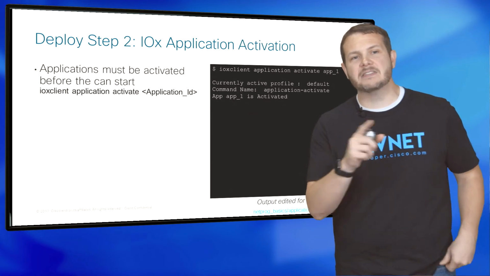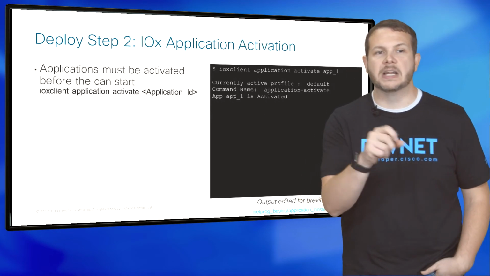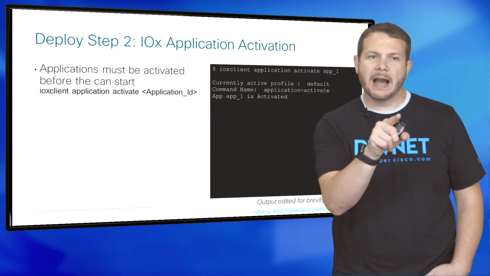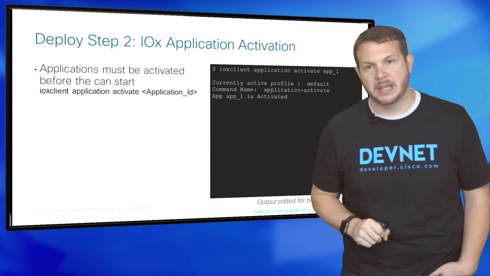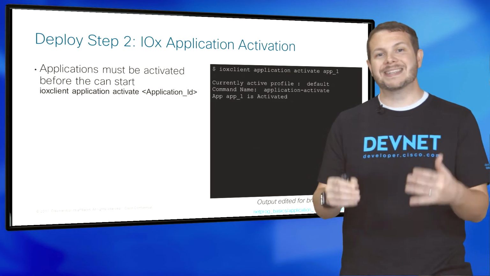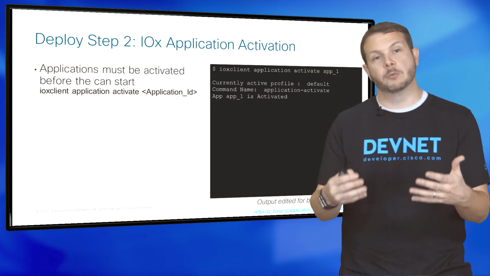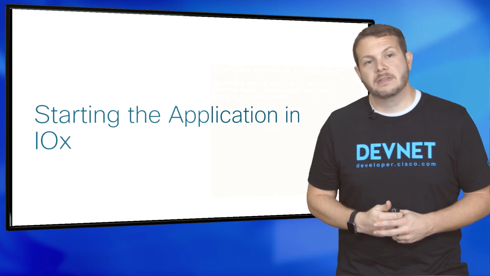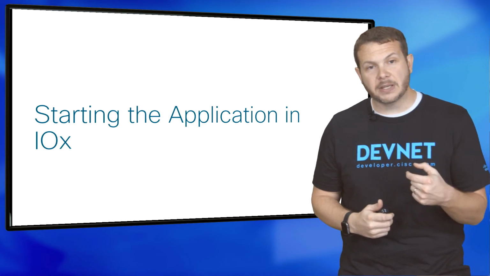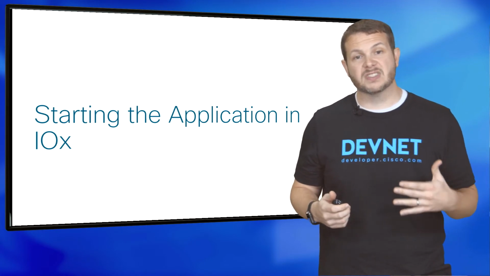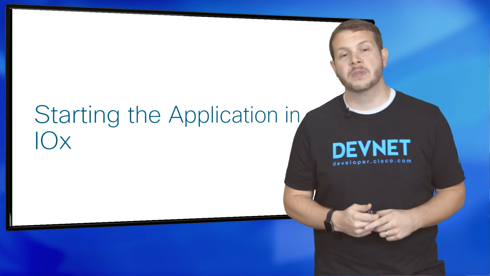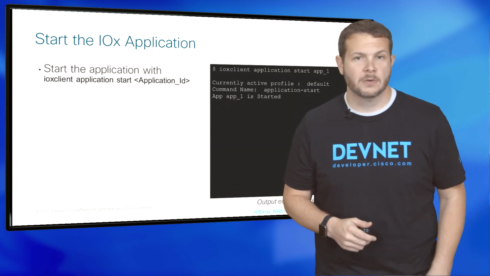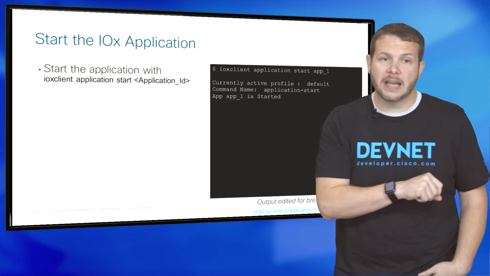Now we need to activate that application, once again using ioxclient. So ioxclient application activate, and then our application name, app1. This then makes that application active and ready to be run. That lets us go through to starting the application. So we can have lots of applications installed or even activated inside of our device, but until we start them, they're not actually running.